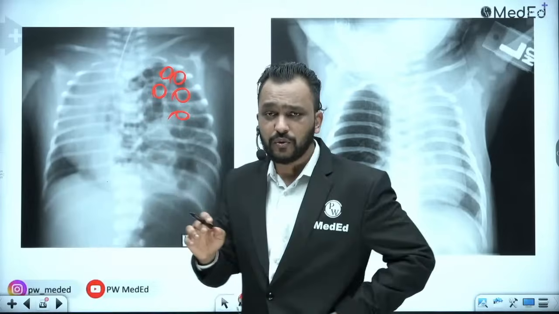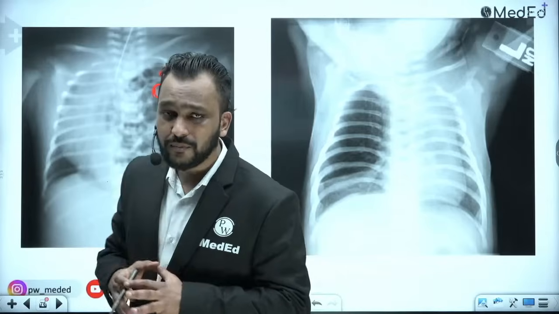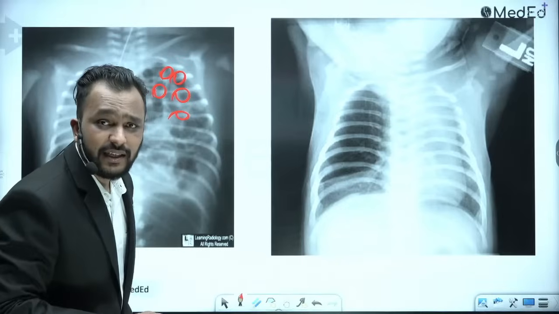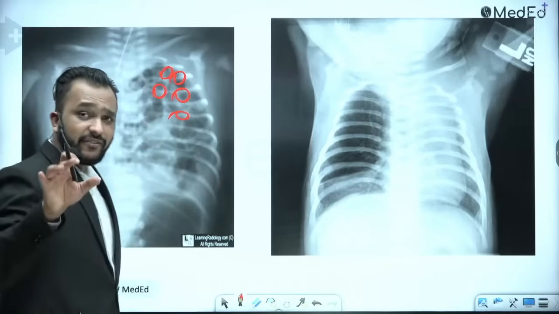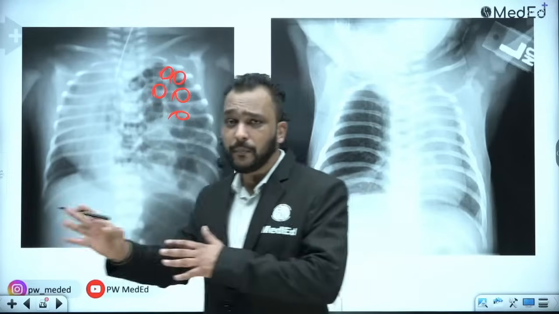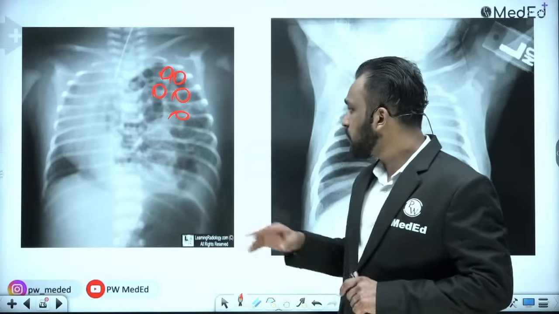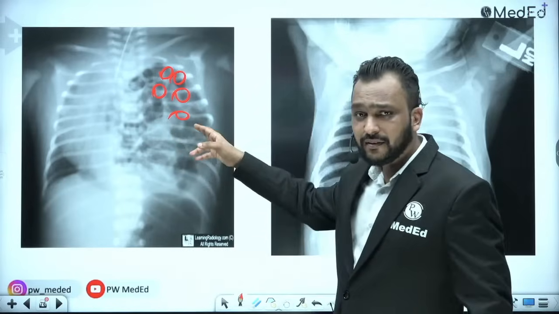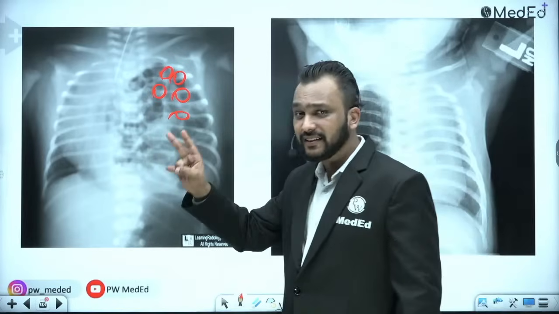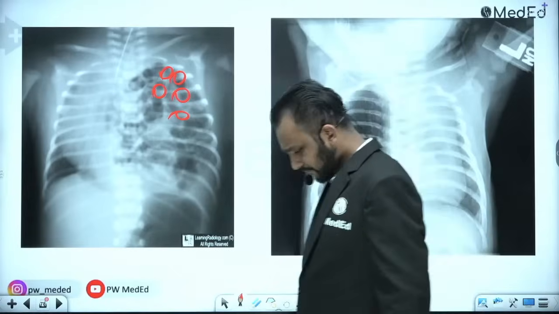Now you should know how to differentiate between CCAM, that is congenital adenomatous malformation, and congenital diaphragmatic hernia, right? Congenital diaphragmatic hernia will push the trachea towards the opposite side, whereas CCAM will not shift the trachea. So if you are seeing multiple cystic spaces in the lung, think of these two conditions, CDH and CCAM. If the trachea is shifted, then go for CDH.